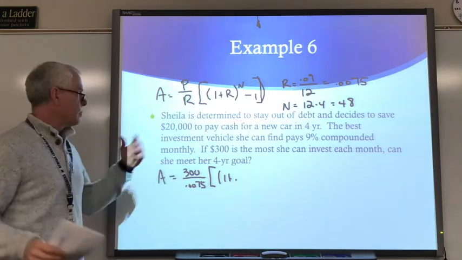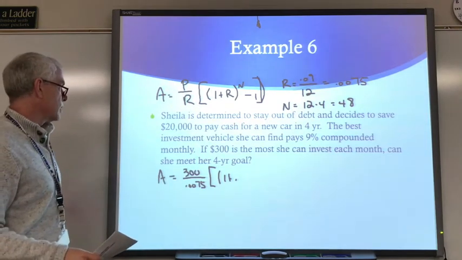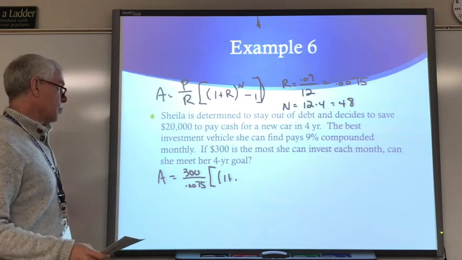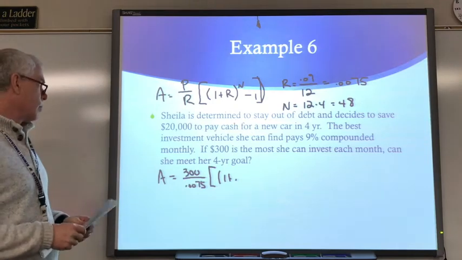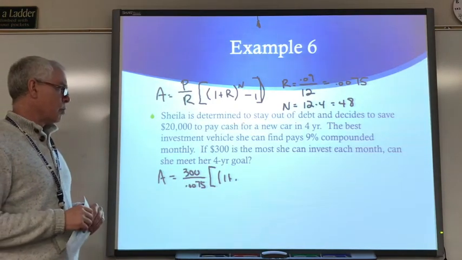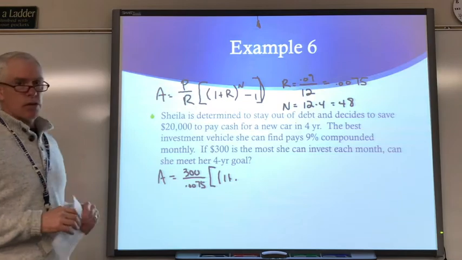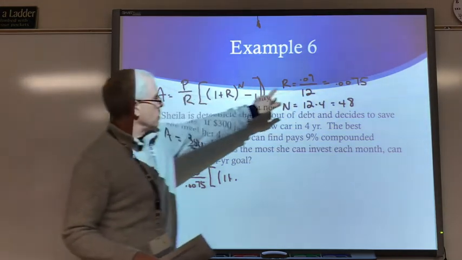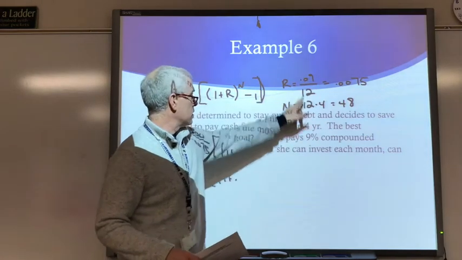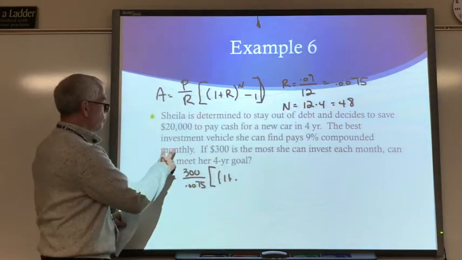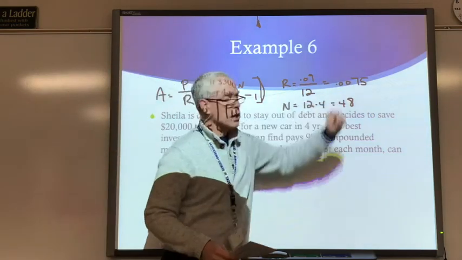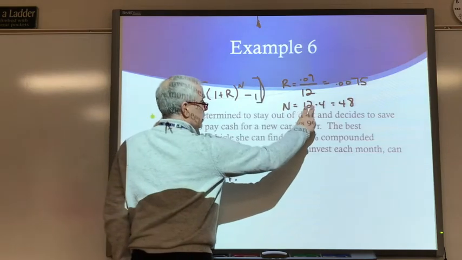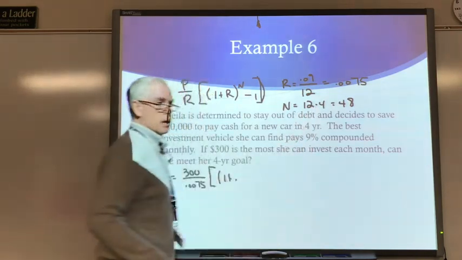So one more time, Sheila determined to stay out of debt and decides to save $20,000 to pay cash for a new car in 4 years. The best investment vehicle she can find pays 9% compounded monthly. If $300 is the most she can invest each month, can she meet her 4-year goal? Okay, so there's our formula for an annuity. Capital R, remember, is the interest rate, 9%, divided by the number of times compounded in a year. Monthly means 12. So our big R is going to be 0.0075. Big N is the number of times compounded, which was 12 times the number of years, 4.